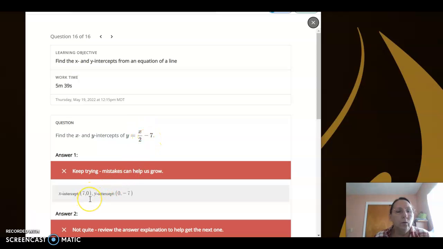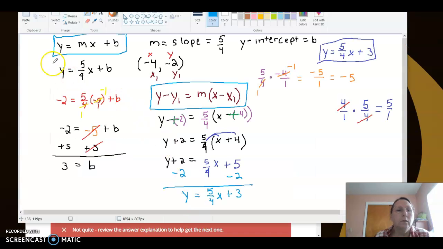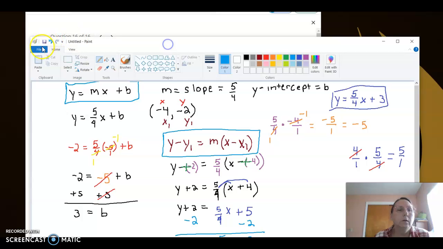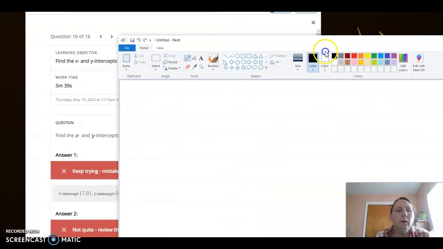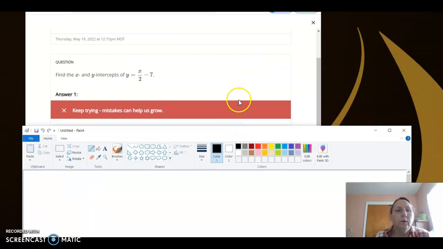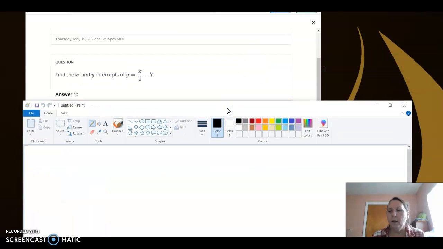Okay, so when we do this, let me clear my board here. Okay, so there's the equation. Their errors might have just been simple ones, like they put it in wrong or backwards. But we're going to work through this. So y equals x over 2 minus 7.